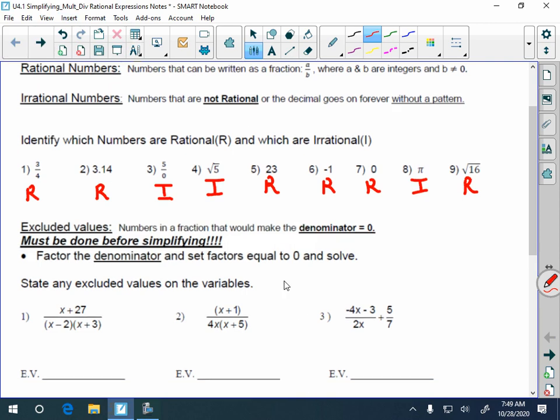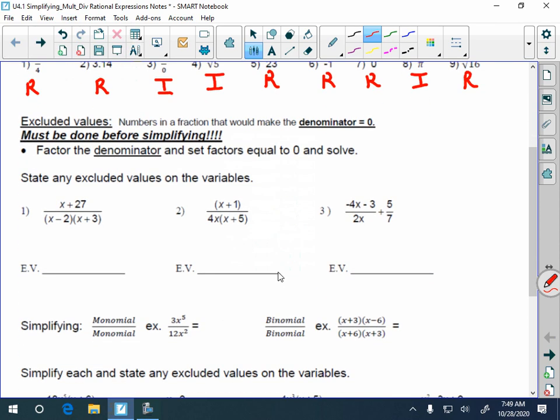All right, so let's keep going. In fractions, we get what's called excluded values. Those are values that make the denominator 0, and we can't have that because you can't divide by 0. To find it, you set the denominator equal to 0 and solve it. So it's all based off of the bottom, the denominator.